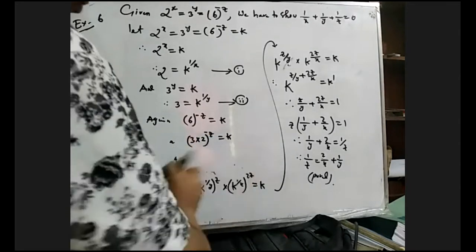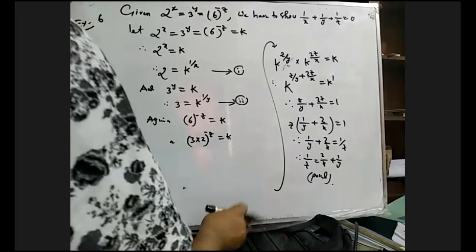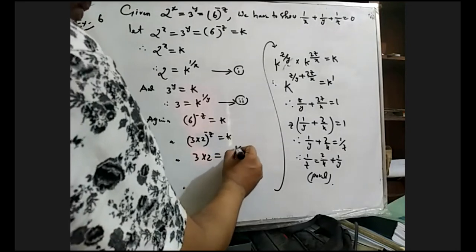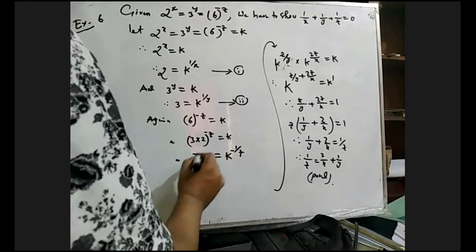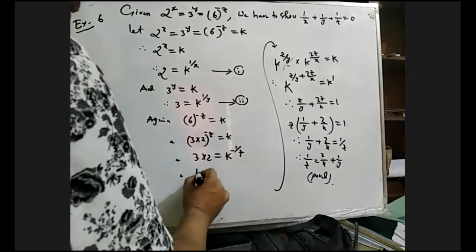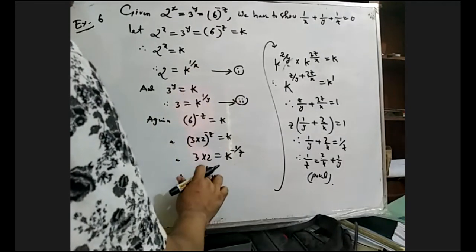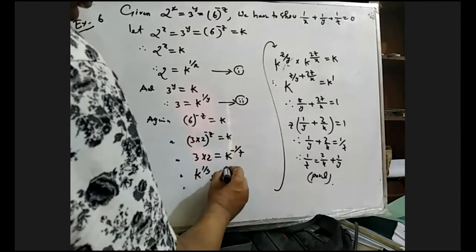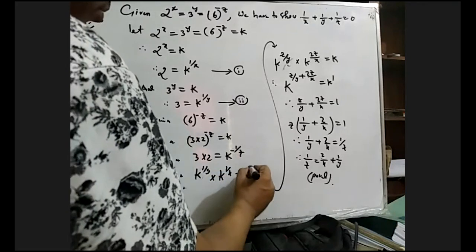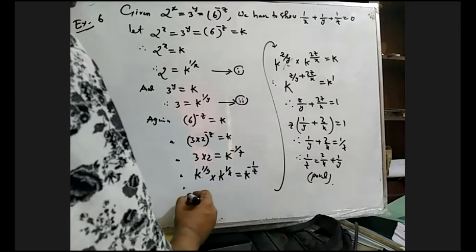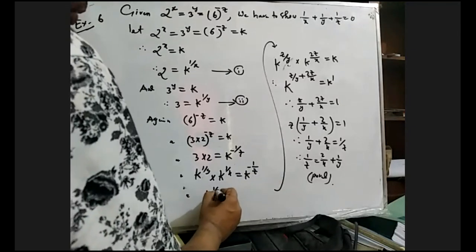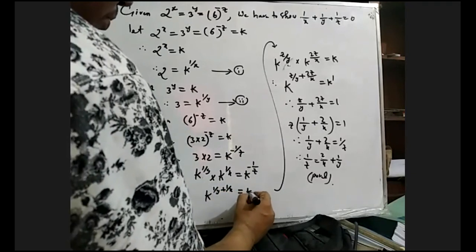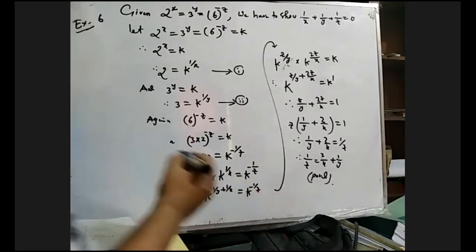Okay, or 3 into 2 equals k to the power minus 1 by z, or 3 equals what? From equation 2, k to the power 1 by y, and 2 equals what? K to the power 1 by x equals k to the power minus 1 by z. So k to the power 1 by y plus 1 by x equals k to the power minus 1 by z.